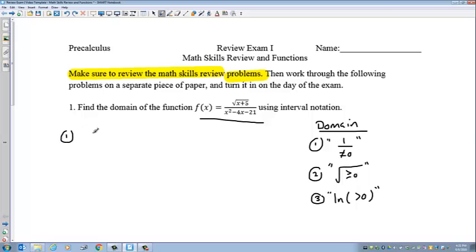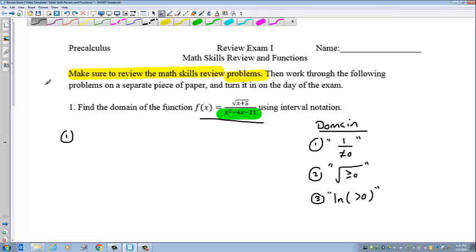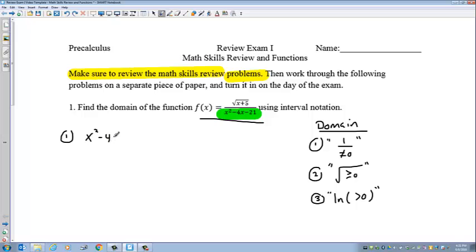So for the first one, you ask yourself the question, is there a denominator? And of course there's a denominator. It's right there. And we want to make sure that thing is never equal to 0. Otherwise we'll be in trouble. So we want to make sure x squared minus 4x minus 21 is not equal to 0. This is a quadratic equation, basically, and to solve a quadratic we should be able to factor it. If not, we'll have to do something else. So it's going to be x plus or minus something times x plus or minus something, and we don't want that to be equal to 0.